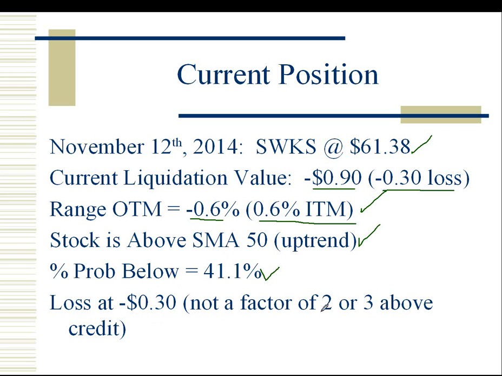Now the loss is at 30 cents. It's not a factor of 2 or 3 above the initial net credit, but a loss of 30 cents is half of what I originally expected to make. Actually, if you look at it, it's 100% because I'm back to 0, and then 30 cents is about 150%. It's not a factor of 2 or 3 above the net credit, but it's still at a loss with only 2 days remaining to expiration.